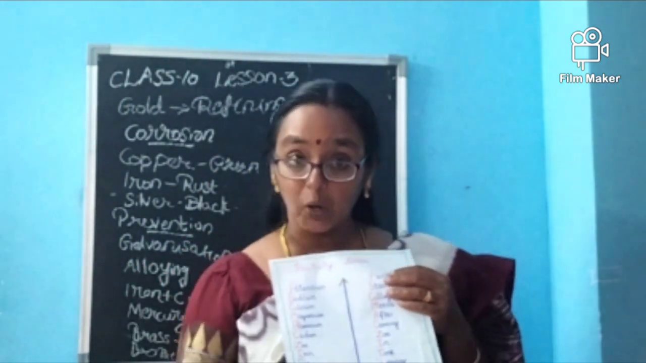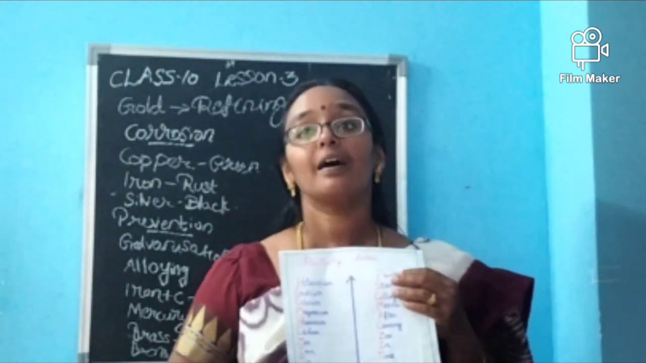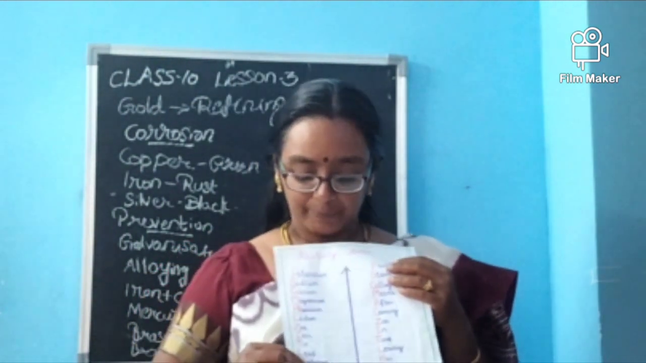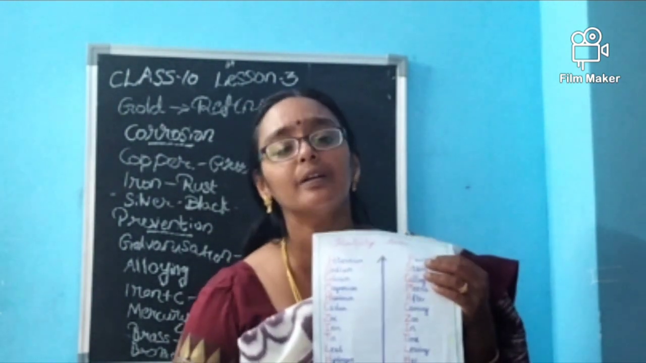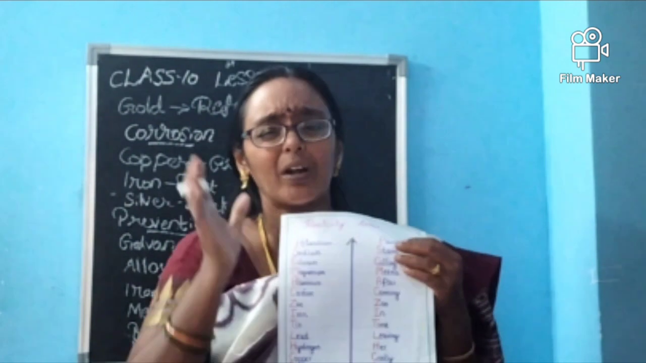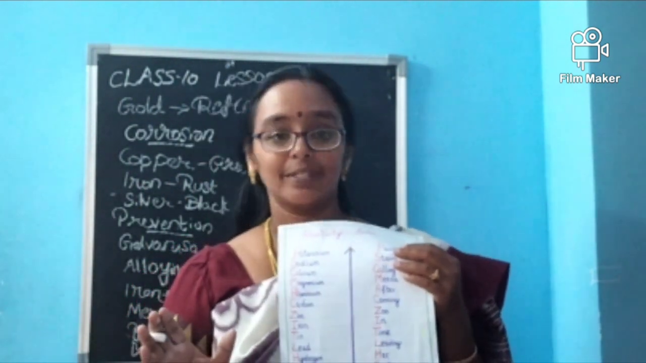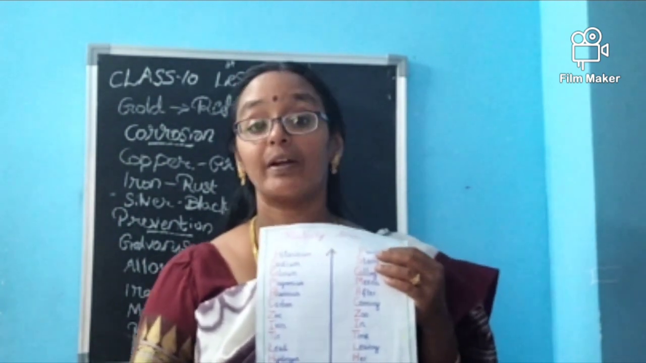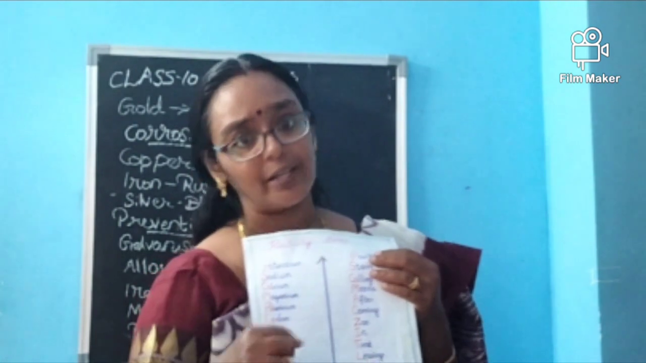Then below that, they will exist mostly in sulfide form. For example, we have seen mercury. Okay, like that. When they are much further below, the least reactive, it means the metals will not react. They don't like to react. They will exist as such. For example, gold. Silver sulfide also exists, but gold is obtained naturally from the soil itself.